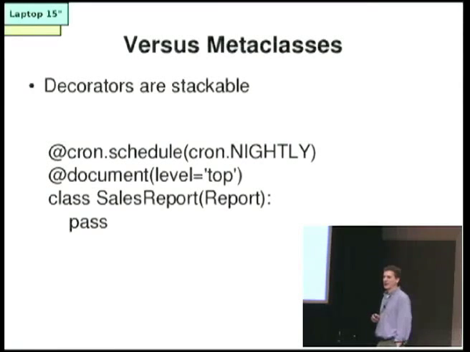But for the rest of us, it's very easy to stack class decorators that have nothing to do with each other. Here we have one cron schedule: run this class nightly. Here we have another one, arbitrary, that says document this at the top level. These are moved out of the class. They don't interfere with each other. You don't have to have a recipe for multiple inheritance of metaclasses.